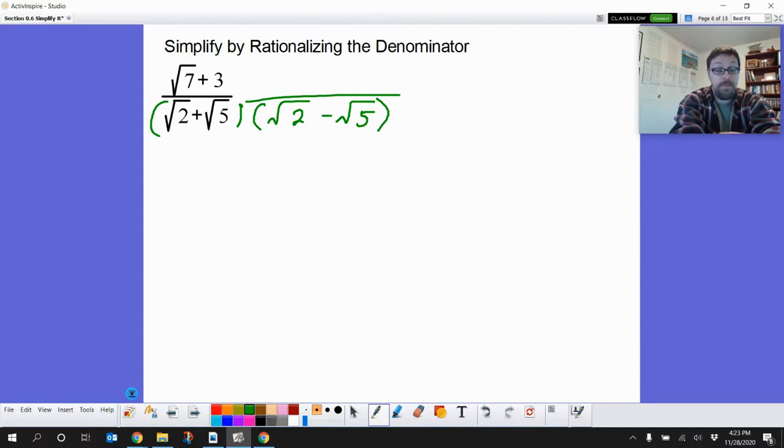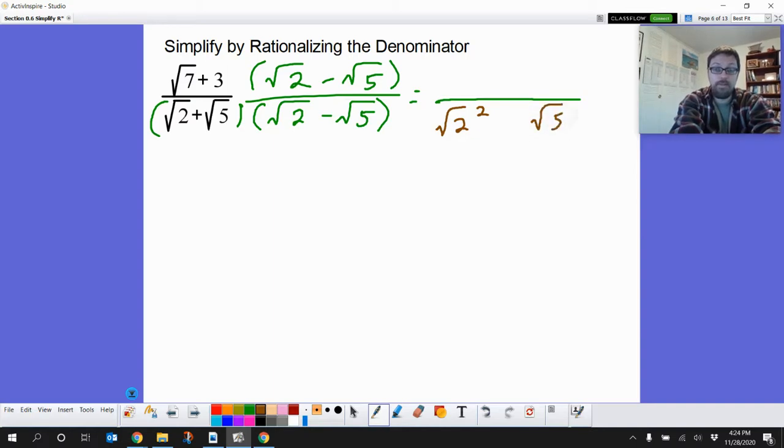I have to do the same thing to the numerator. Done. Now, for that denominator, we got to do that same thing. We got to square the first one, square the second one. So we got square root of 2 squared, square the second thing, square root of 5 squared, slap a negative in the middle.